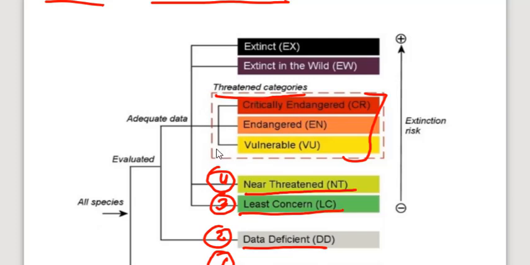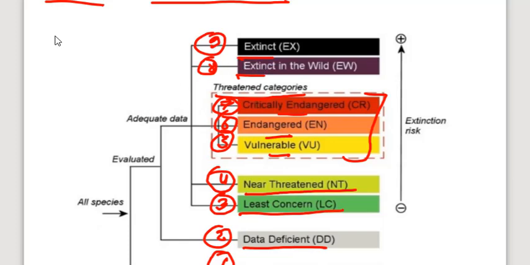That is, first is critically endangered, endangered and vulnerable. Vulnerable is 5th point, endangered is 6th, and critically endangered is 7th. So you need to remember which come in the threatened species, that is vulnerable, endangered and critically endangered. Next, 8th is extinct in the wild. It means only they are surviving in the captive state. Next, 9th category is extinct, means no species are found currently.